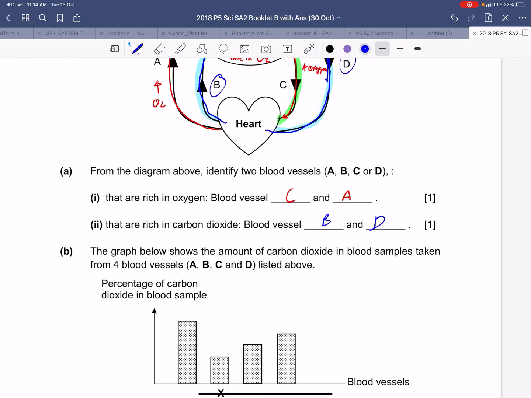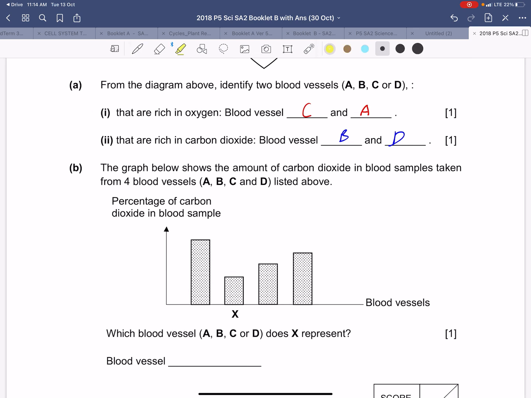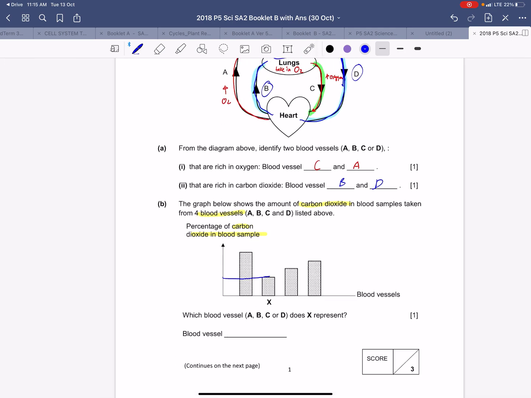now moving on. The graph below shows the amount of carbon dioxide in the samples taken from 4 blood vessels, A, B, C, and D listed above. Percentage of carbon dioxide in sample. Which blood vessels A, B, or C does X represent? So if you take a look at it, it is the lowest, comparing to all blood found in these 4 blood vessels. So which one has the lowest?